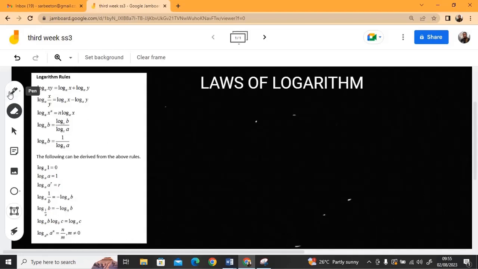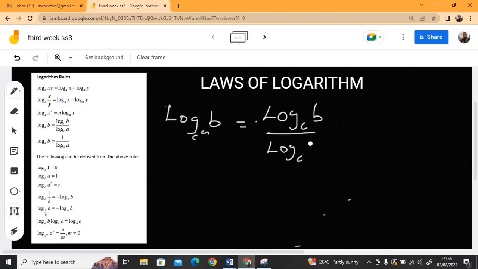Let's look at another one. What they are saying here is, let's say we have log A, base B. They say it's the same thing as saying, there must be something at this base here, probably let's say base 10 or base 2. Let's say you have this one here, C. Now it means you can split them. This can be log base C of A over log base C of B.